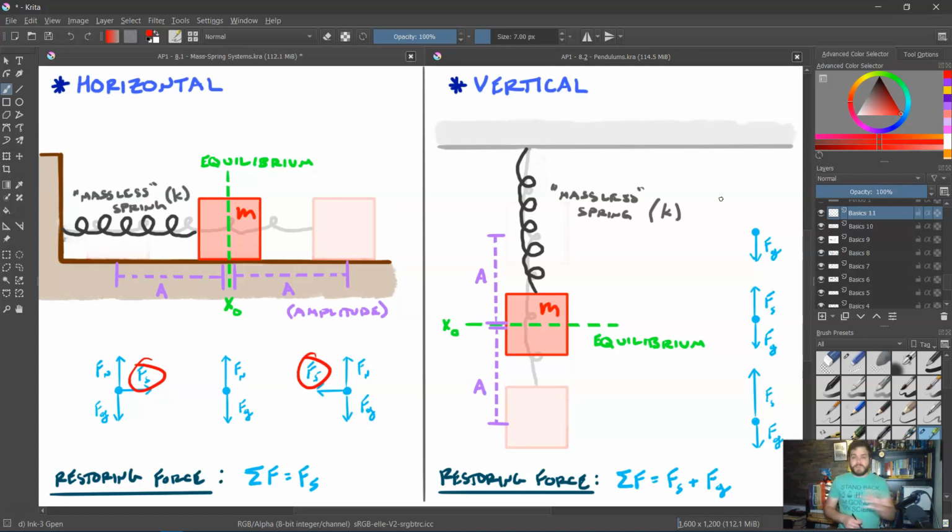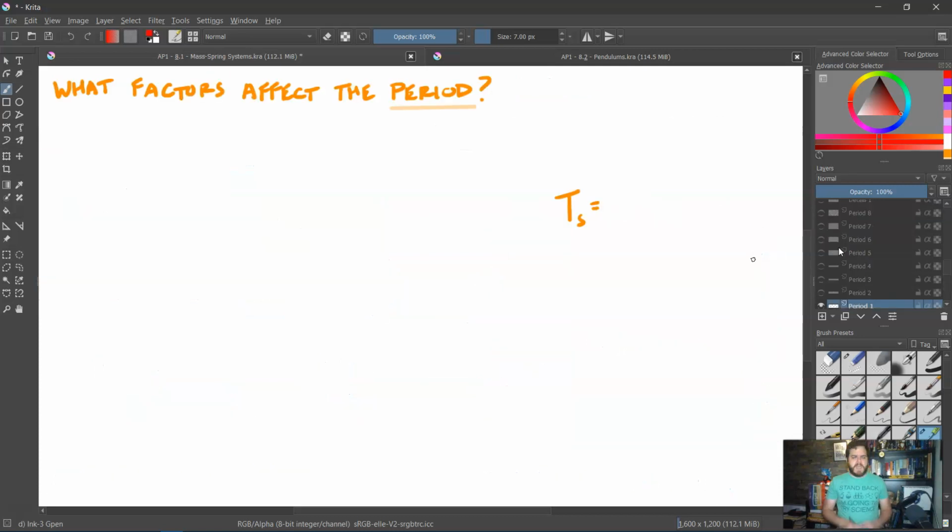We're going to pretty much focus almost exclusively on horizontal systems though, partially because they are so much easier to analyze. Now, what factors affect the period of these oscillations? Because remember, this is simple harmonic motion, which means it is periodic. It's repeating and oscillating at this constant rate. And we're going to abbreviate this period T sub S, where that S really just stands for the spring.